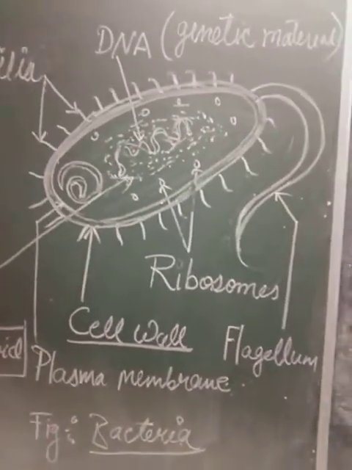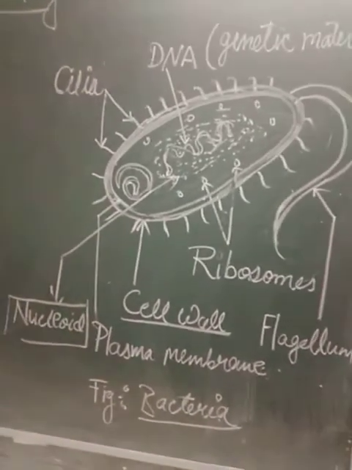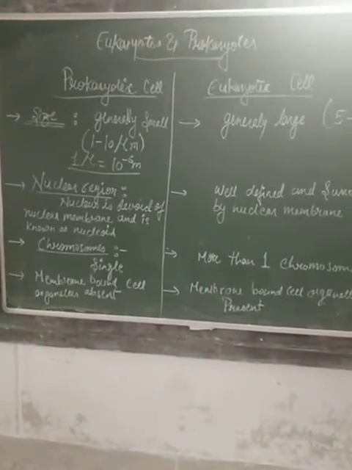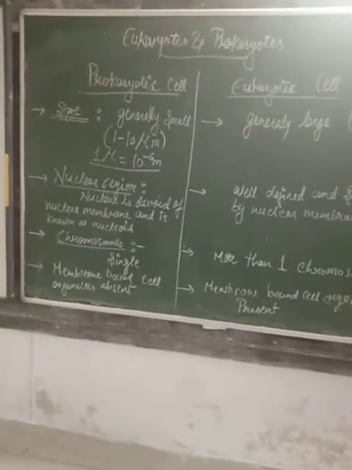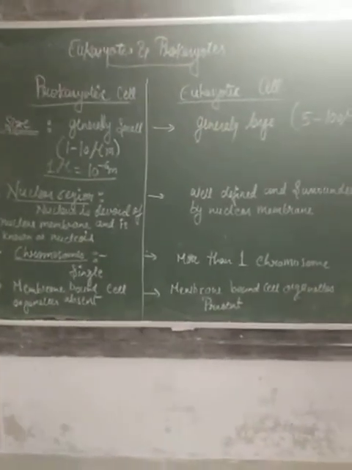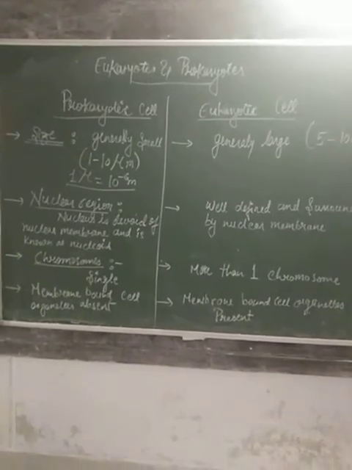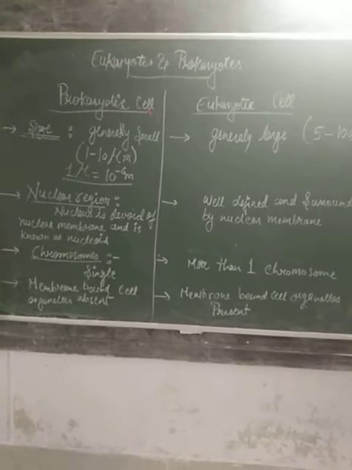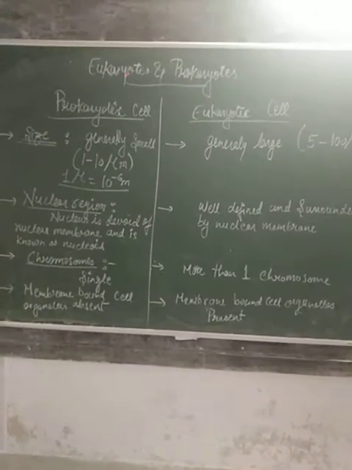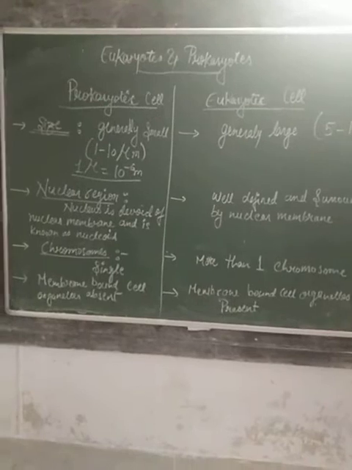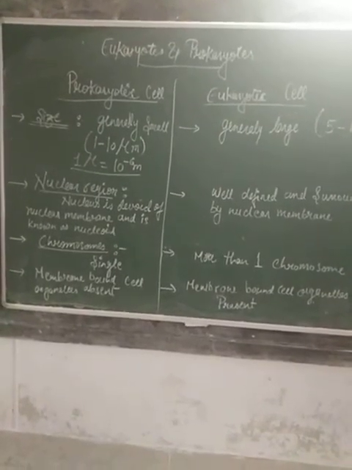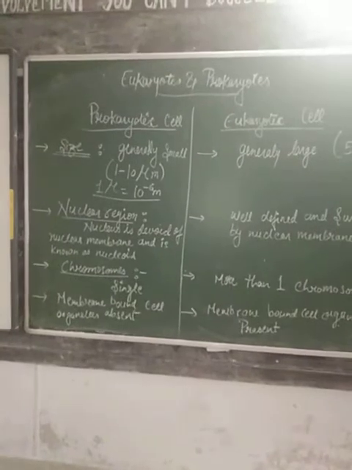Now, next we will study the difference between the eukaryotes and prokaryotes. Student, now we are going to see the basic difference between them. Before this, I told you in the last block that there are major differences between the cell in single cell and in multicellular organisms. Here is the prokaryotic cell, and on the side is the eukaryotic cell.